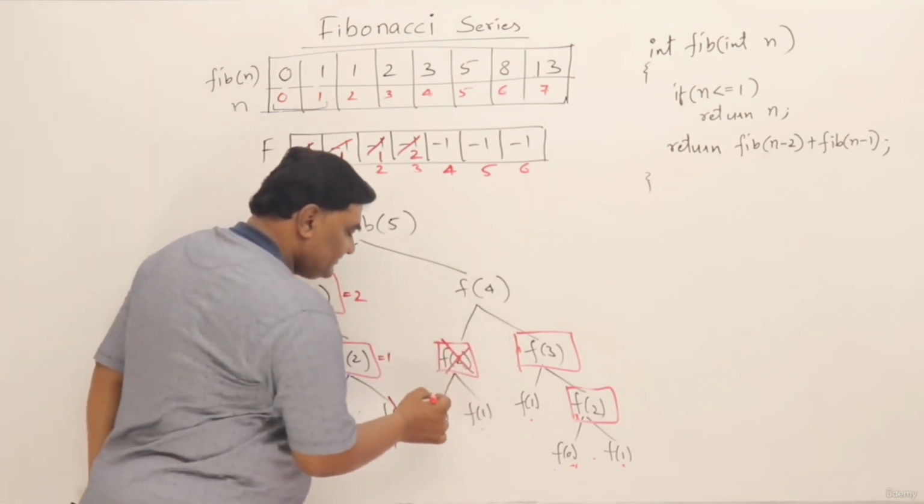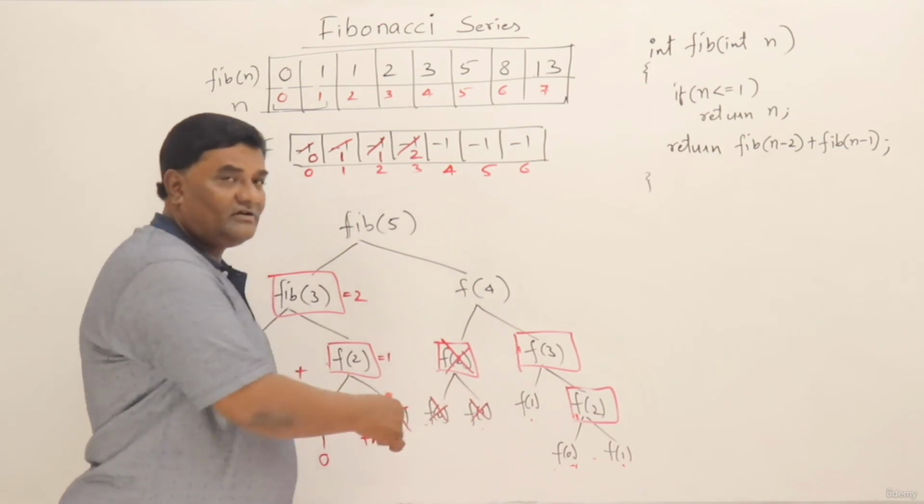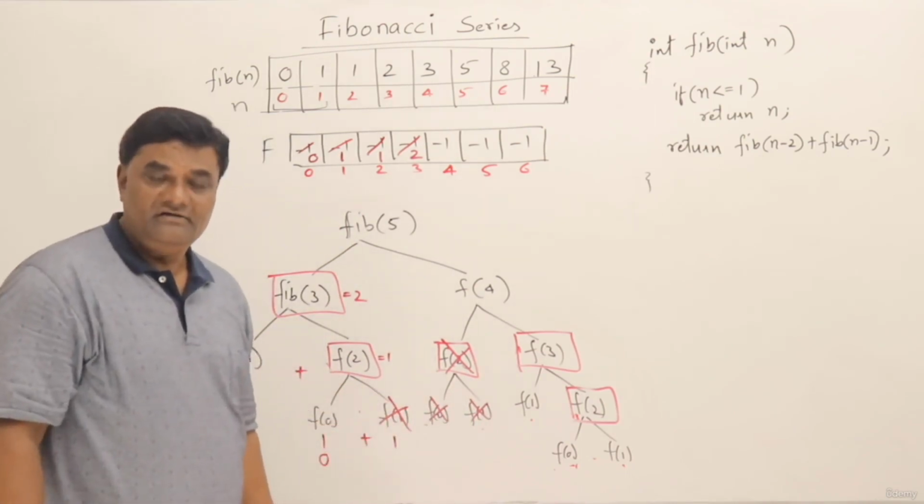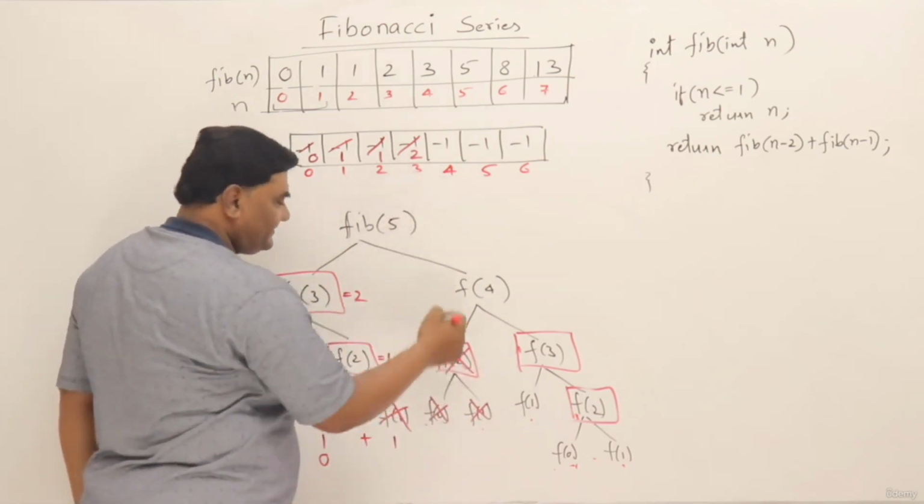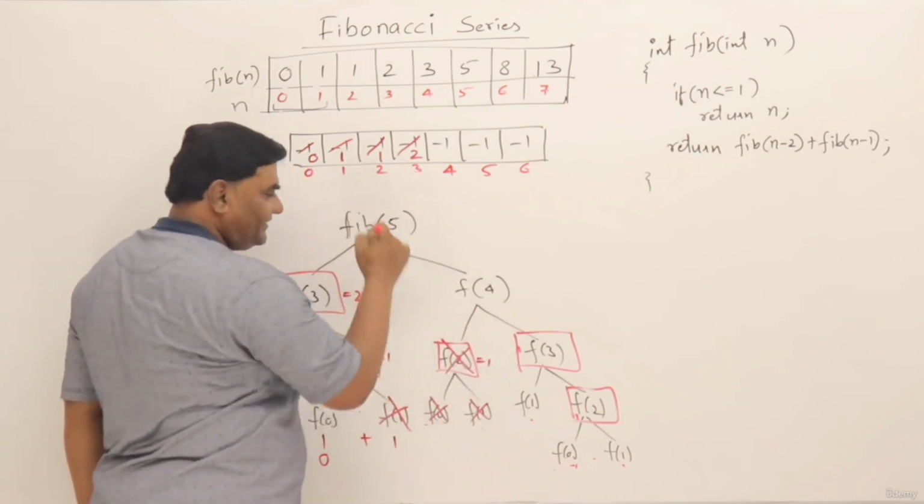Don't call this one. Don't call this also. So further calls will also be avoided. Then the result we know how much it is. It is 1. Fib of 2 is 1.